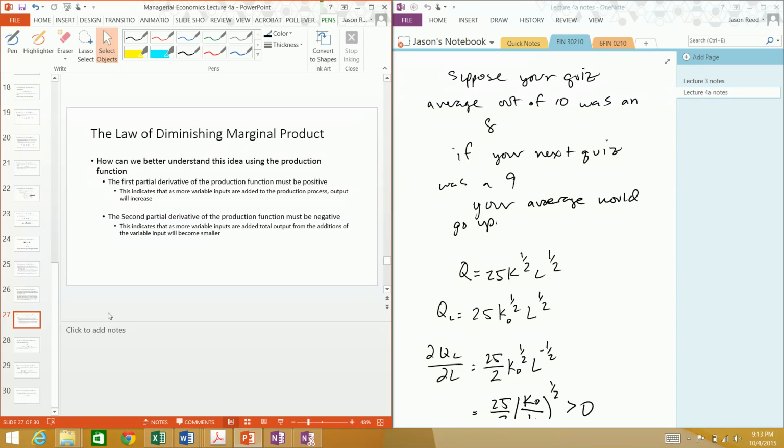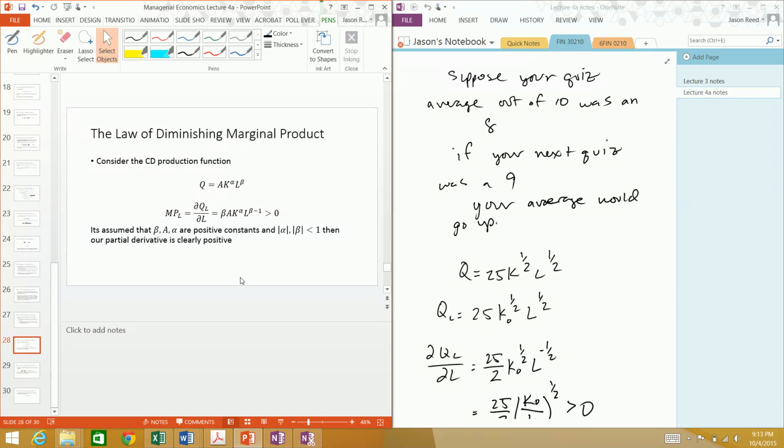So what is this going to look like for us? Well, our idea of a production function should look like this right now, and that is the first partial derivative of our production function should be positive. And this kind of equates to that as we add more variable inputs to the production process, output will increase. And now to make sure that the law of diminishing marginal product exists, we're going to take the second partial derivative of the production function, and we're going to make sure that it's negative. And so essentially what we've decided with this is that our total product function will be increasing, but at a decreasing rate.